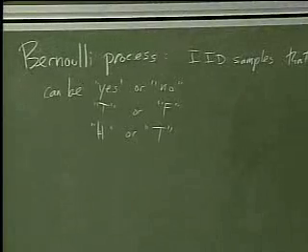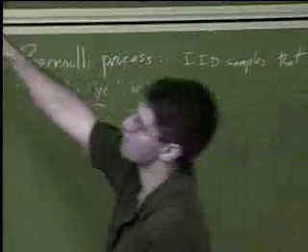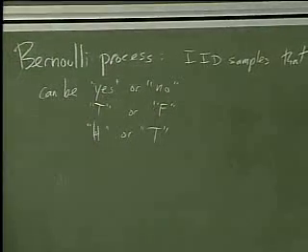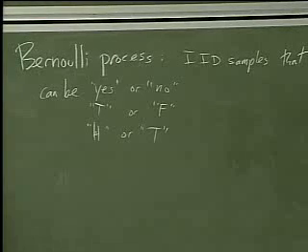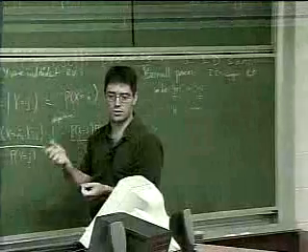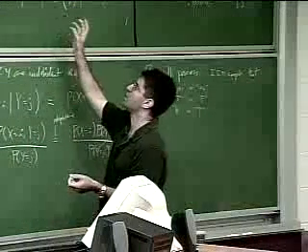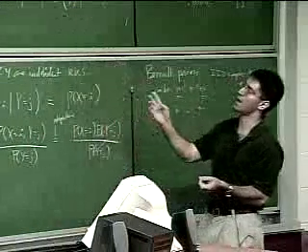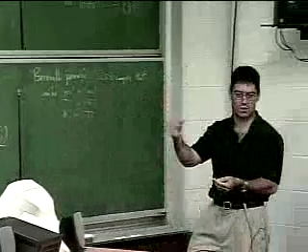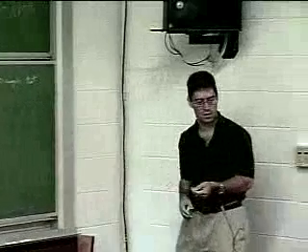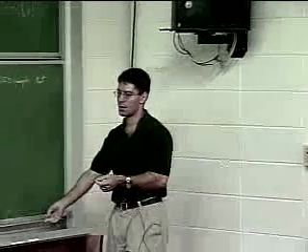So we were doing Bernoulli processes before. And this is the distribution for the number of times that the item comes up true, the probability that the item comes up true k times when you take n samples, and the process in which you're doing the sampling is a Bernoulli process. Okay?